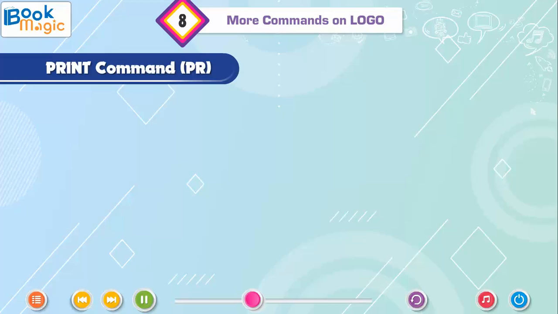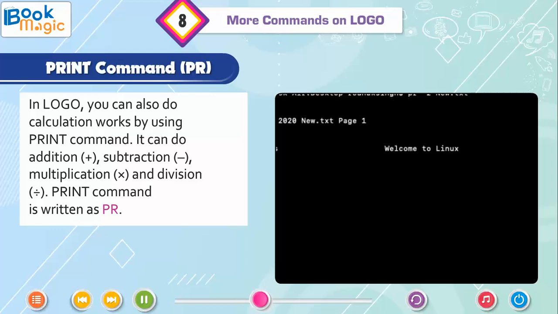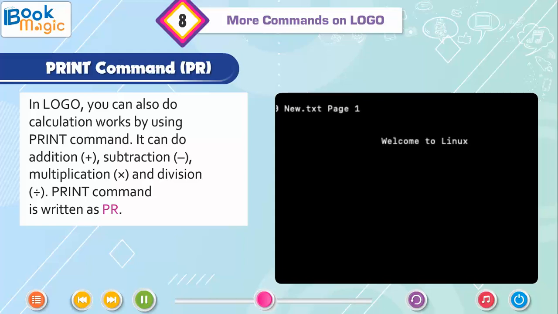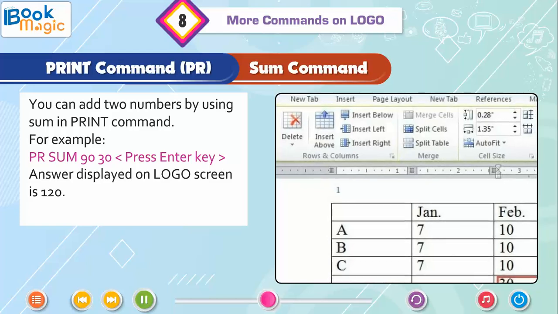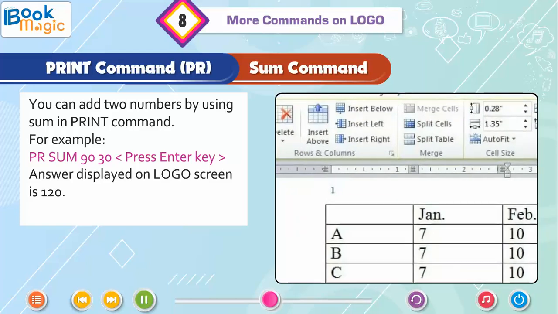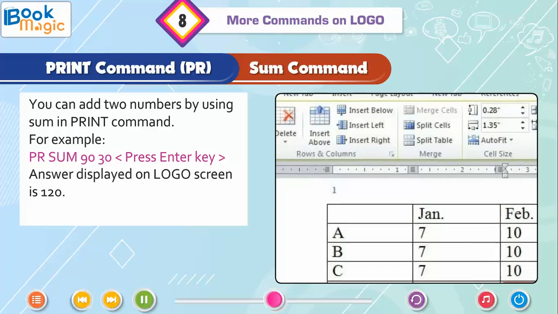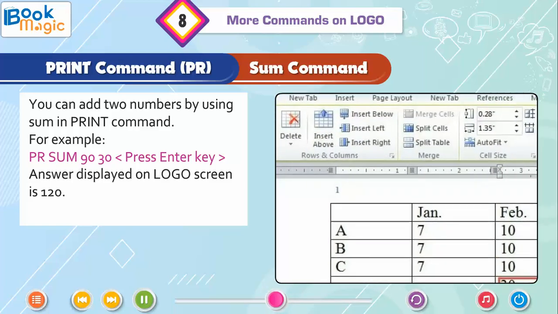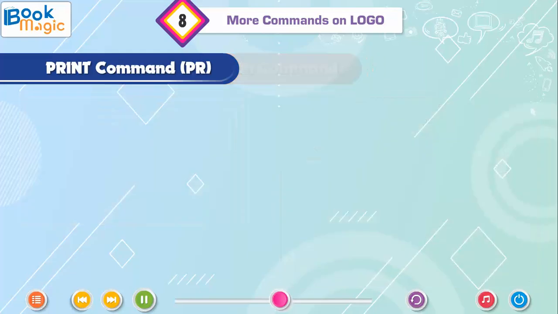Print command, PR. In Logo, you can also do calculation work by using print command. It can do addition, subtraction, multiplication and division. Print command is written as PR. Sum command. You can add two numbers by using sum in print command. For example, PR sum 90 30. Press enter key. Answer displayed on Logo screen is 120.